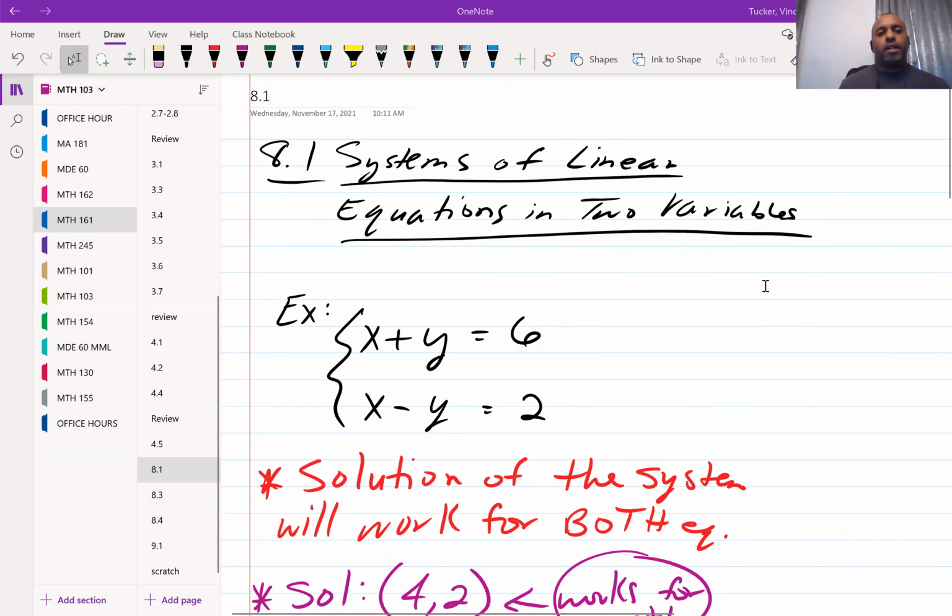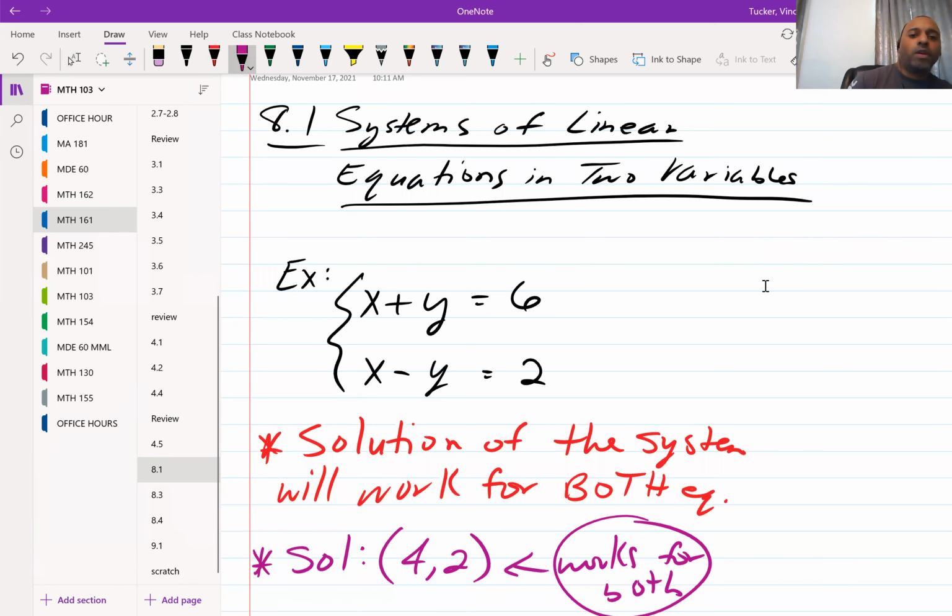All right, so in this lecture, we're doing 8.1, systems of linear equations in two variables. Here we have an example of a system of equations with two variables, x and y. When you're talking about the solution for this system, we're not just talking about an ordered pair that works for one equation.